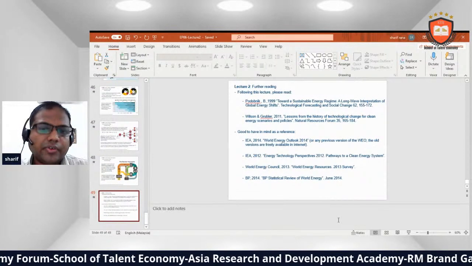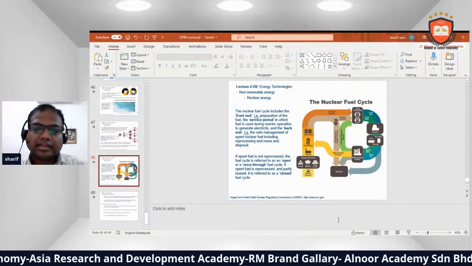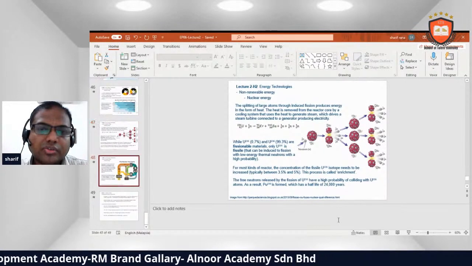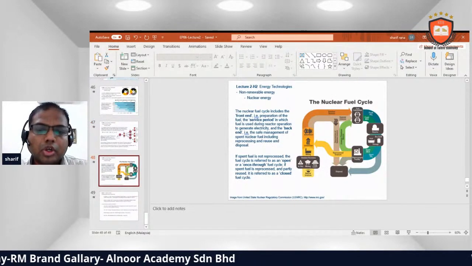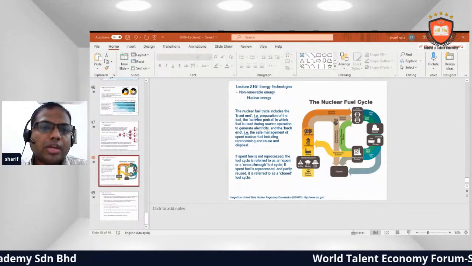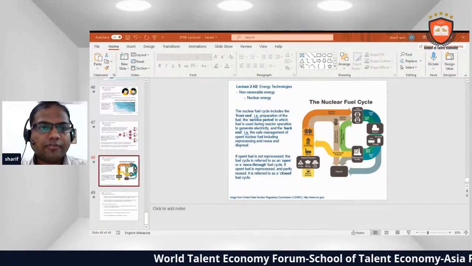There are different kinds of information which are very important for nuclear fuel cycles, and especially energy technologies, which help us to grow energy-related things in an effective way. As we are moving forward with different kinds of energy and energy sources, we have to be very careful about that.